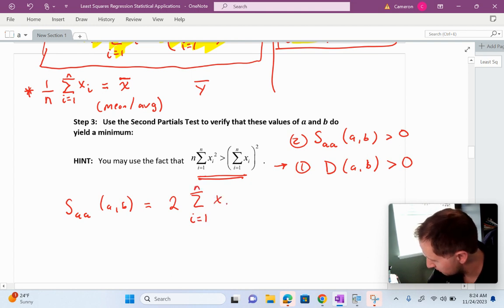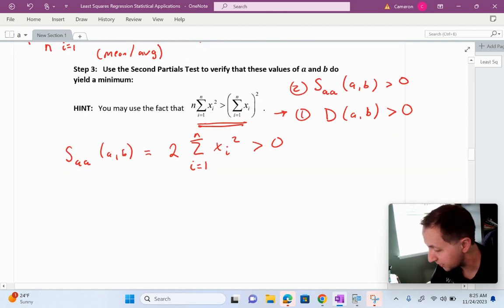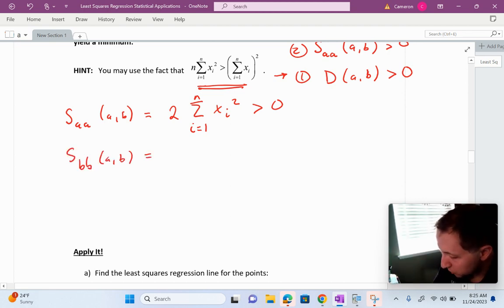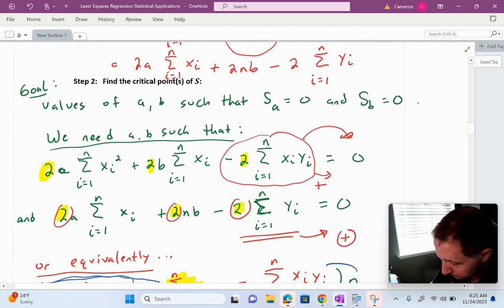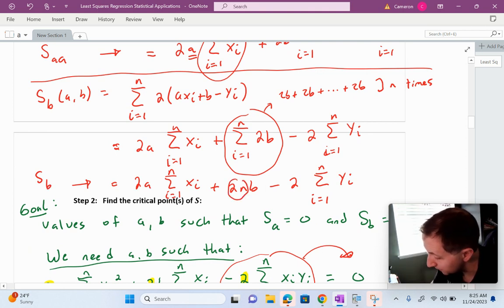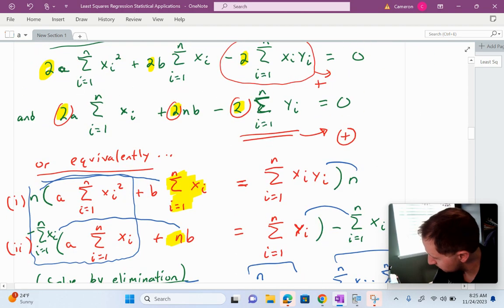And clearly, since you're adding up a sum of squares and multiplying by a positive 2, that has to be greater than 0. That doesn't require really any further justification. S sub BB, if we go back to our original function, here was S sub B. The partial of that function with respect to B would just be 2n. That would be the coefficient in front of B.